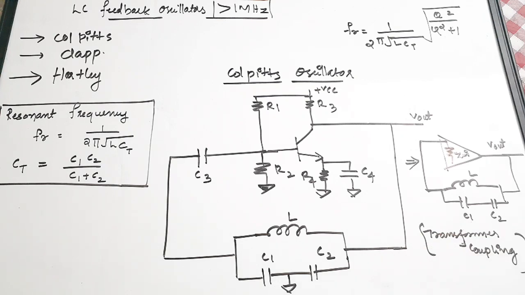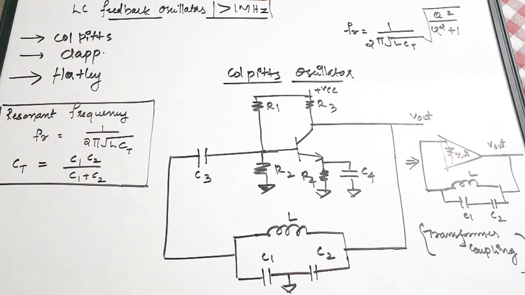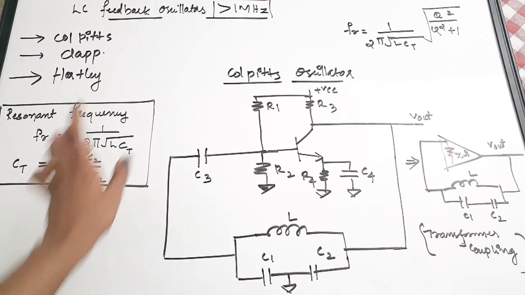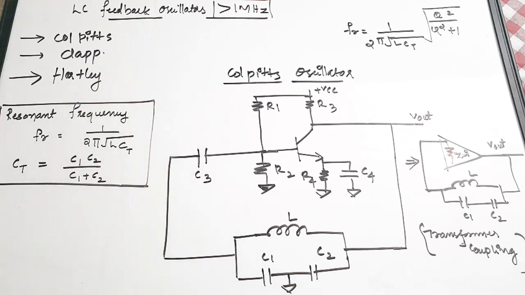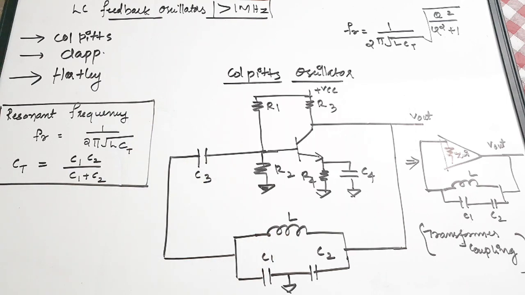The main types of LC feedback oscillators are Colpitts, Clapp and Hartley. These names are taken from the inventors, the people who put forward these ideas. LC feedback oscillators are generally used for frequencies greater than 1 megahertz. RC feedback oscillators were used up to 1 megahertz frequency. Now LC is used for the higher frequency range of operations. The first one that we are going to see is the Colpitts oscillator.